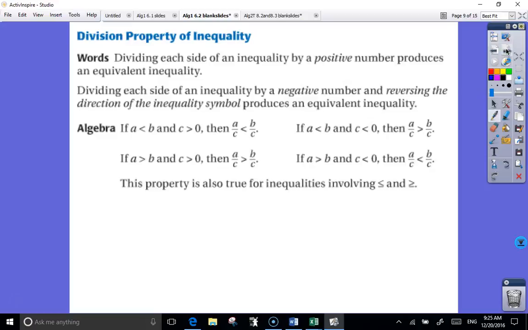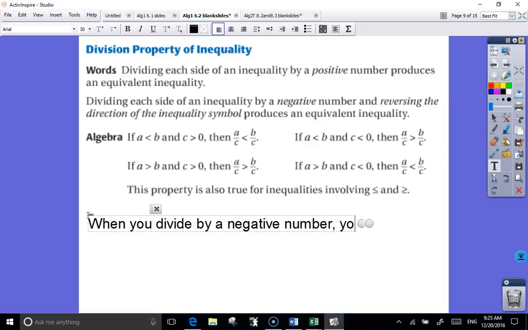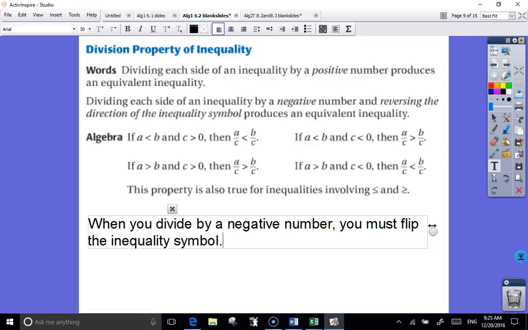So division. Division's got the same kind of thing, right? When you divide by a negative number, you must flip the inequality symbol. Otherwise, if it's a positive number, nothing changes. It's just like solving an equation. But if you multiply by negative or divide by negative, then you got to flip. So bottom line is if you multiply or divide by a negative, flip the inequality symbol.